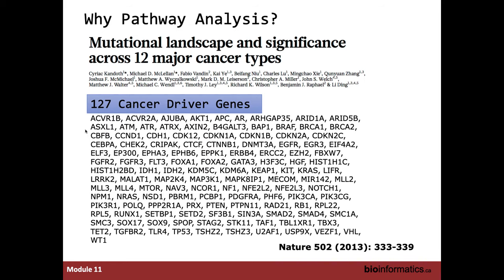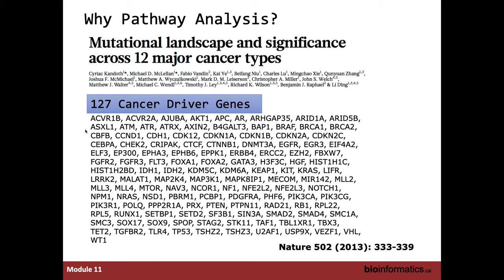So, as I said, one of the most cited reasons for using a network database or network analysis is to analyze gene lists. Just an example here, we have a gene list that was derived from the Cancer Genome Atlas. The informaticians there identified 127 genes, which they classified as cancer driver genes based on their mutation frequency.